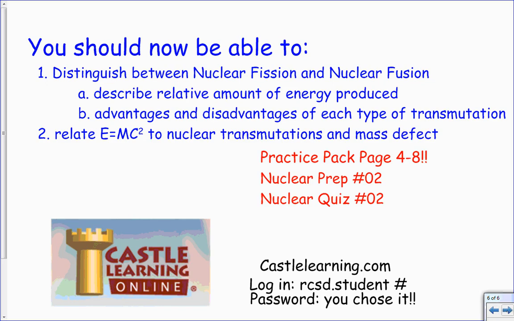Okay? We're all done with this video. This one should be a little quicker. We got one more to go, and videos for the year are done unless I decide to make some review videos for you. So we can now distinguish between fission and fusion. Fission is breaking apart. Fusion is binding together. Describe the relative amounts of energy produced by each and some advantages and disadvantages.